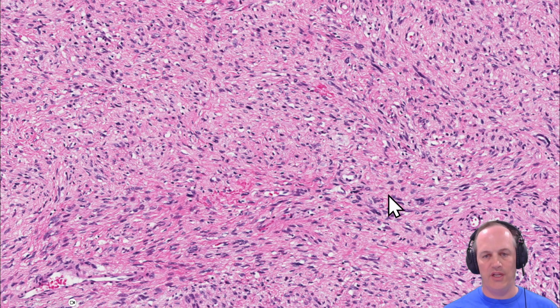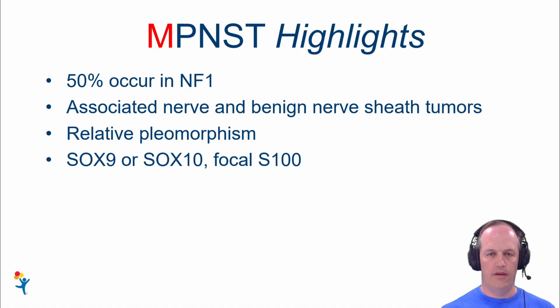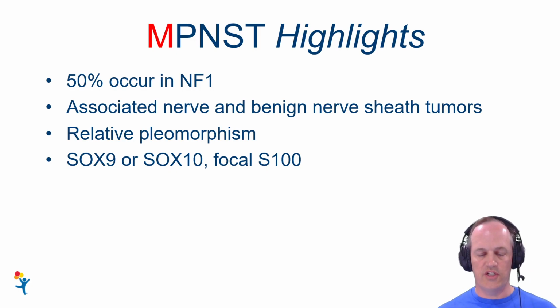Now, if you zoom out and look at this at low power, you might find that our really purple area merges with a much more pink area. And what you see in that more pink area is something that looks like an atypical neurofibroma. So this is evidence that this is a peripheral nerve sheath tumor that evolved into MPNST. So about half the patients that have an MPNST are going to turn out to have NF1. These tumors arise associated with large nerves, and hopefully you would find the benign nerve sheath tumor to give you the histologic clue about what it is.